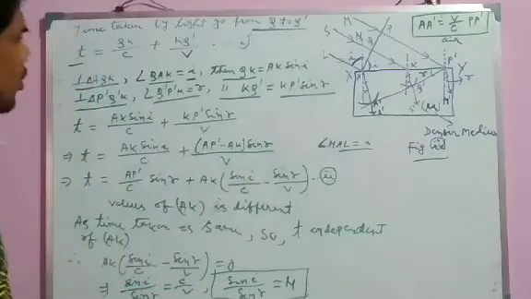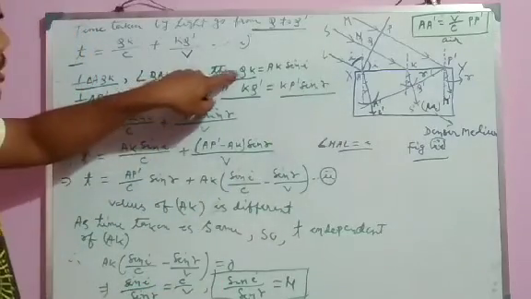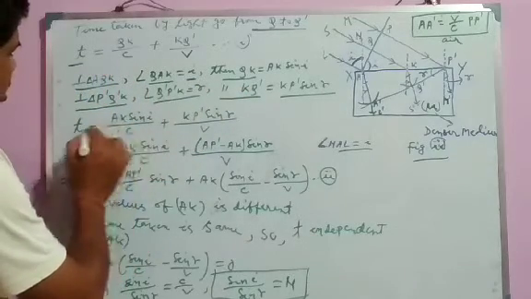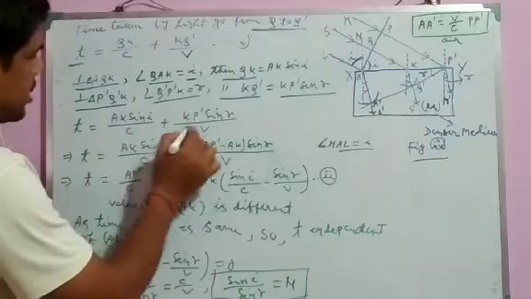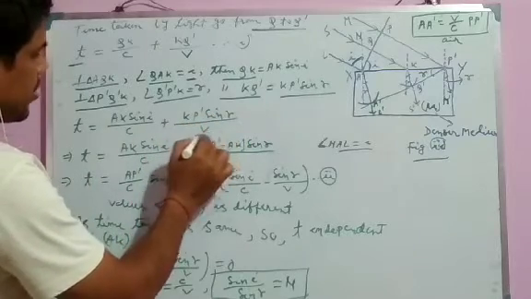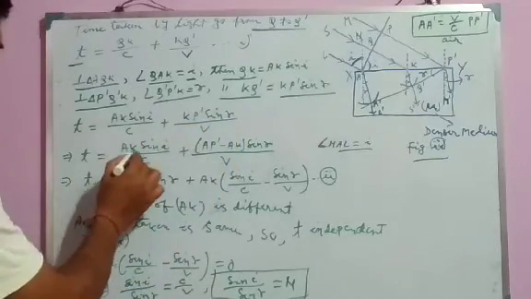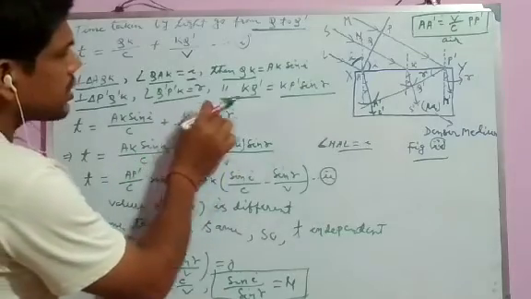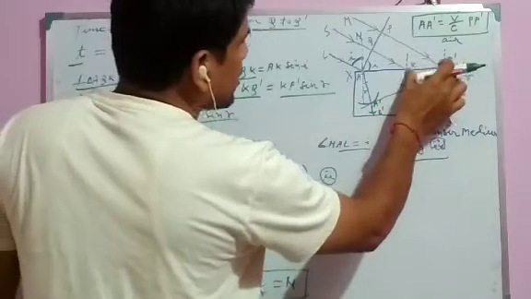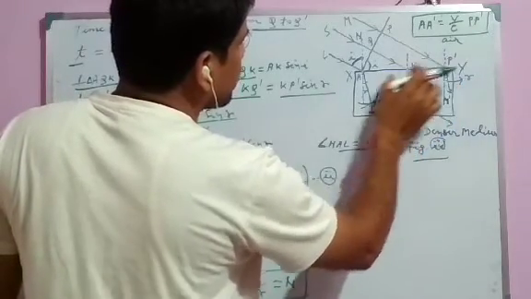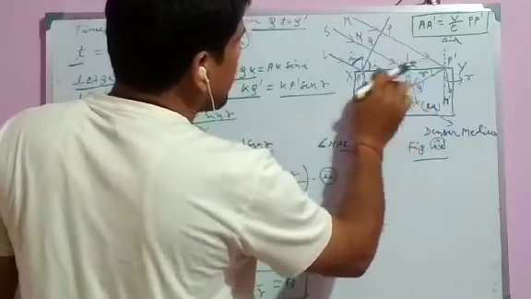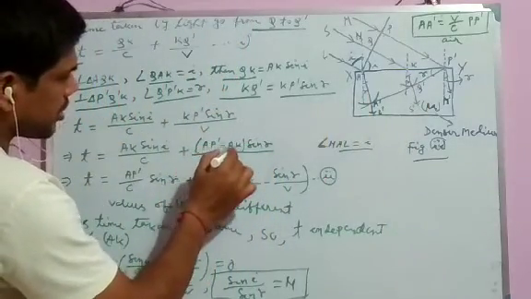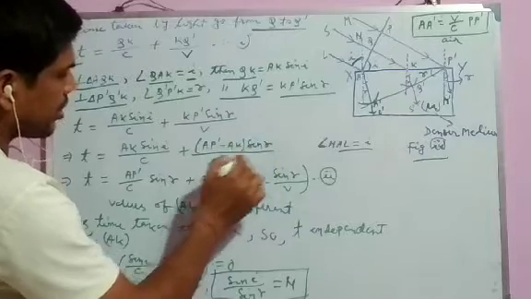Now putting these values of KQ and KQ' in equation 1, we have t equal to AK sin i by c plus KP' sin r by v. Now, in place of KP' we can write AP' minus AK. After writing this, we have AP' minus AK within the first bracket, sin r by v.